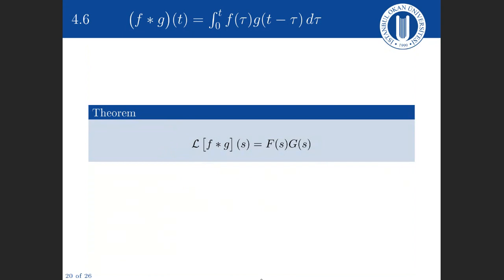Why are we studying convolution in our chapter about the Laplace transform? Because of this very important theorem: the Laplace transform of f convoluted with g is capital F multiplied by capital G. This is an important formula which we can use to solve our differential equations. If we're trying to find the inverse Laplace transform of two functions multiplied together, we could just write down the inverse Laplace transform of the first function convoluted with the inverse Laplace transform of the second function.